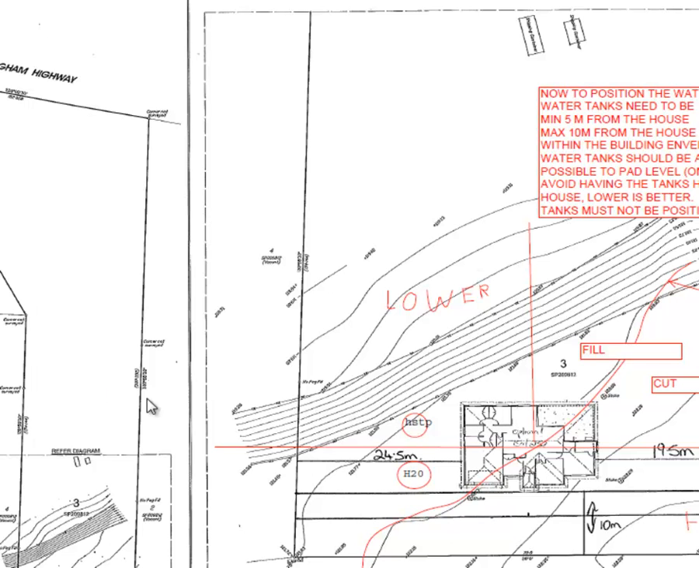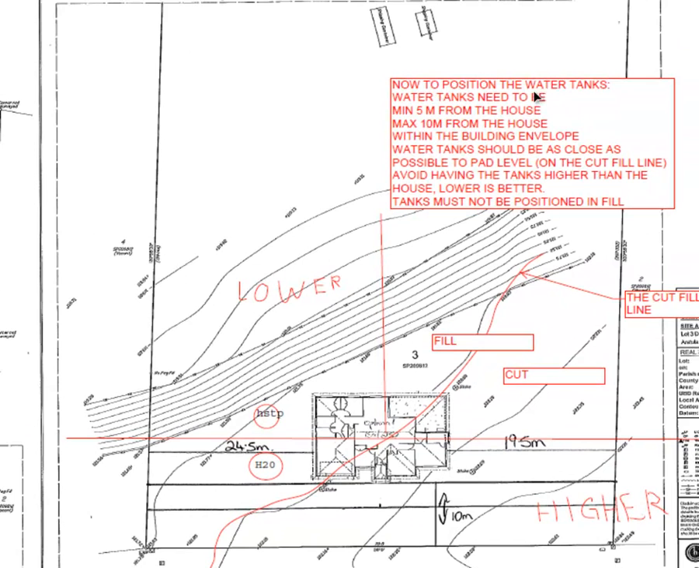So up here in the top corner, again, we have some rules for positioning water tanks. Water tanks need to be a minimum of 5 meters from the house, maximum 10 meters from the house, within the building envelope. Water tanks should be as close as possible to pad level on the cut and fill side. Avoid having the tanks higher than the house, lower is better. Tanks must not be positioned in fill again.